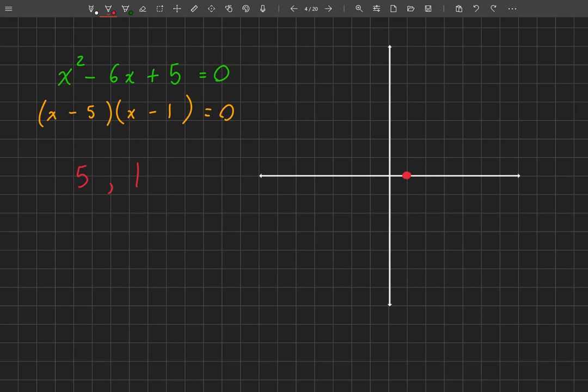Oh, did I write that on the wrong one? I did. There it is. That's 1 and 5. All right. So just like before, I'm going to think about how this lines up with my basic parent function parabola. Well, if I notice the middle is here, this is a distance of 2. And I know that the distance of 2 is going to be 4 away from the vertex.